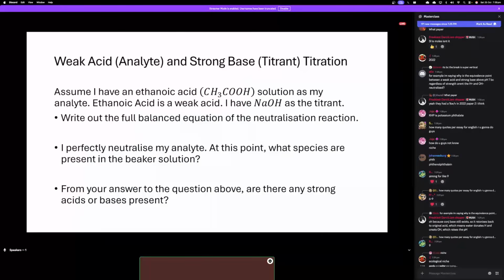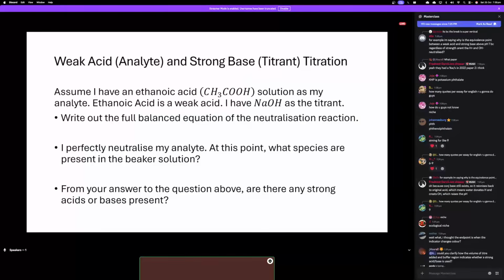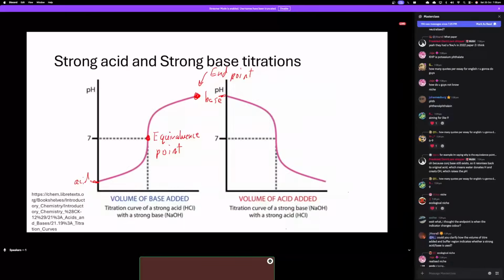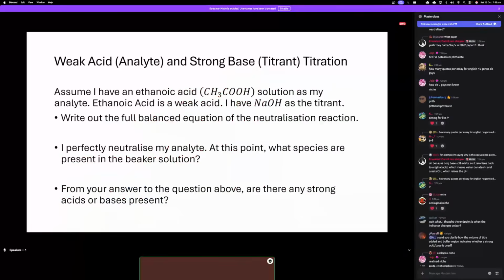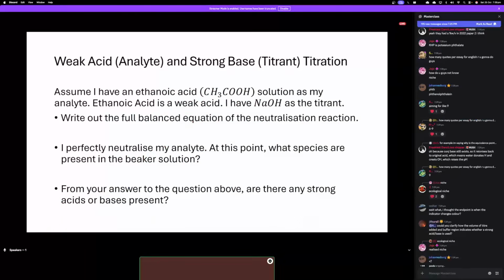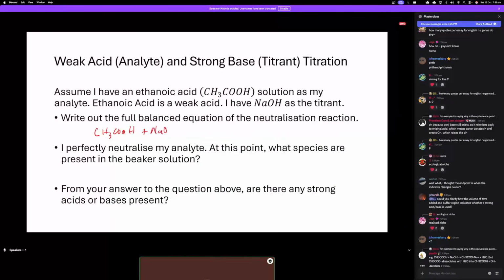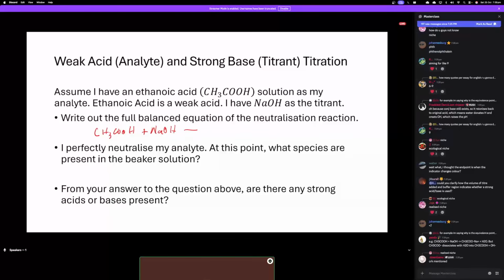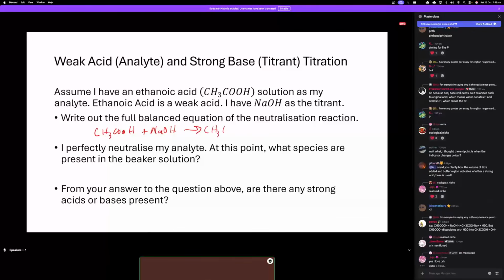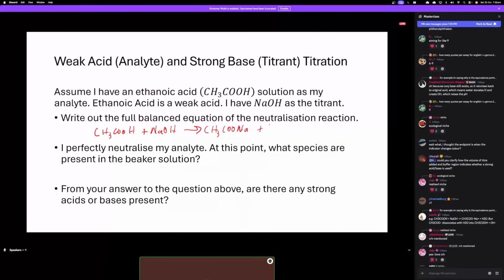What if I had a weak acid instead of a strong acid? Well, let's do this bit by bit. I guess the process is still the same. We can still neutralize it, right? Full balanced equation. Here we have CH3COOH reacting with NaOH. It is a neutralization reaction, so it is not reversible. So one way, giving CH3COONa plus some water.